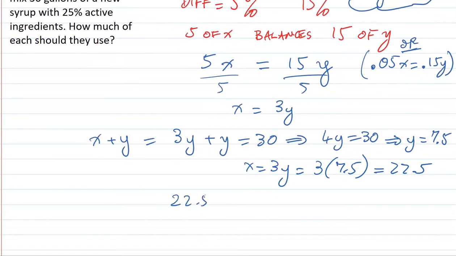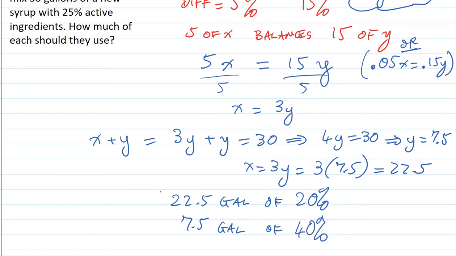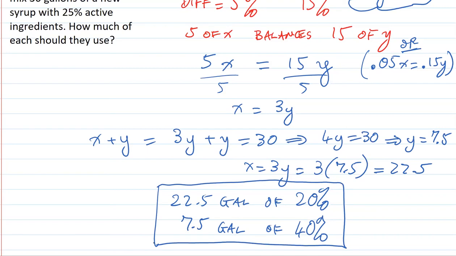So 22.5 gallons of the 20%, 7.5 gallons of the 40%. Same answer as before. All right, let's do it again with another example.